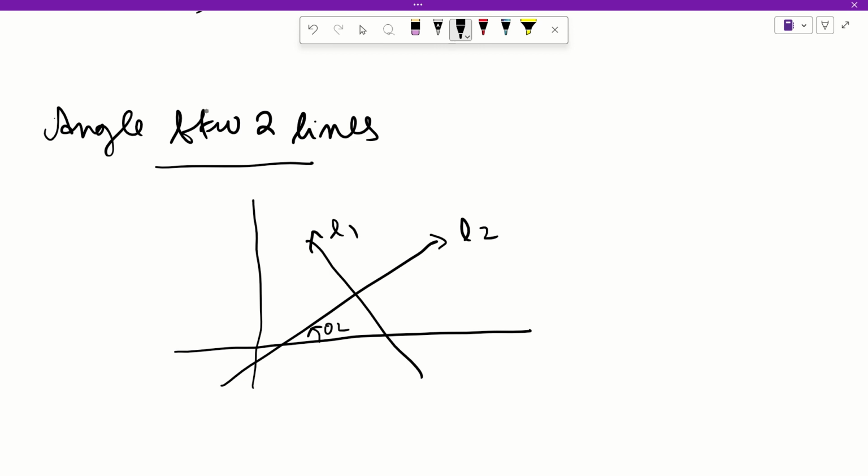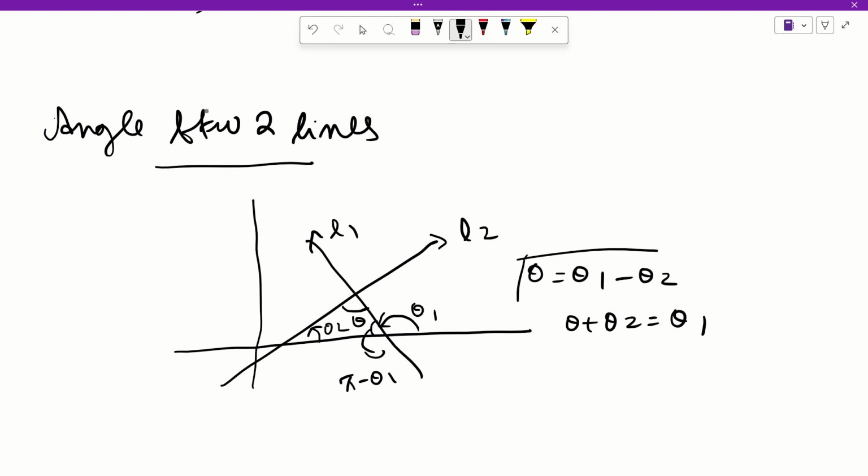Angle is measured anti-clockwise. So line 1 makes an angle here, since it's measured anti-clockwise, theta 1. If this is theta, I want to find theta. So what is this? This is pi minus theta 1. So theta equal to theta 1 minus theta 2, because theta plus theta 2 equal to theta 1. That's why this equation is important. Sometimes it might be asked in the AITC exam, sometimes also JEE Advanced, because it's kind of advanced level knowledge.